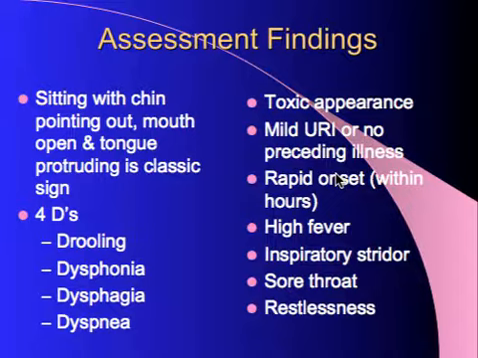They will have a toxic appearance, and they may or may not have a mild upper respiratory infection preceding the illness. It has a very rapid onset, occurring within hours. The child develops a very high fever. They have inspiratory stridor, a sore throat, and restlessness.